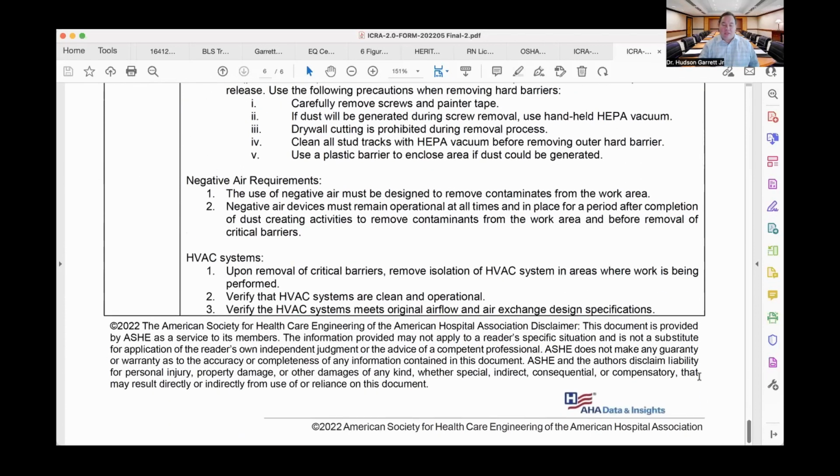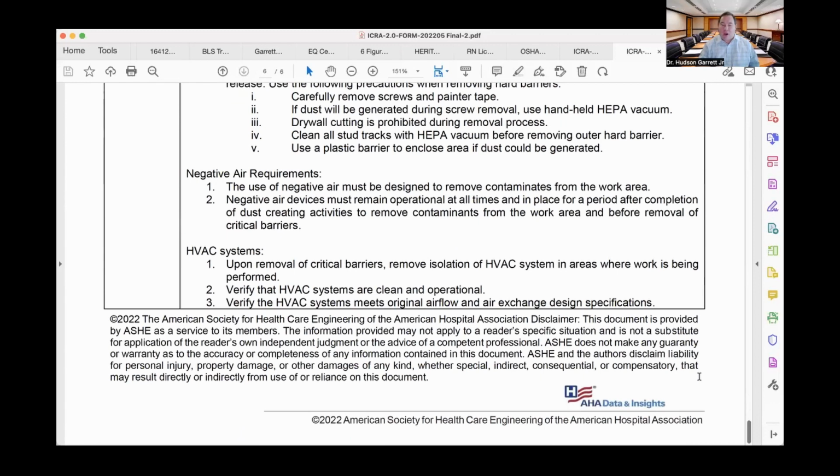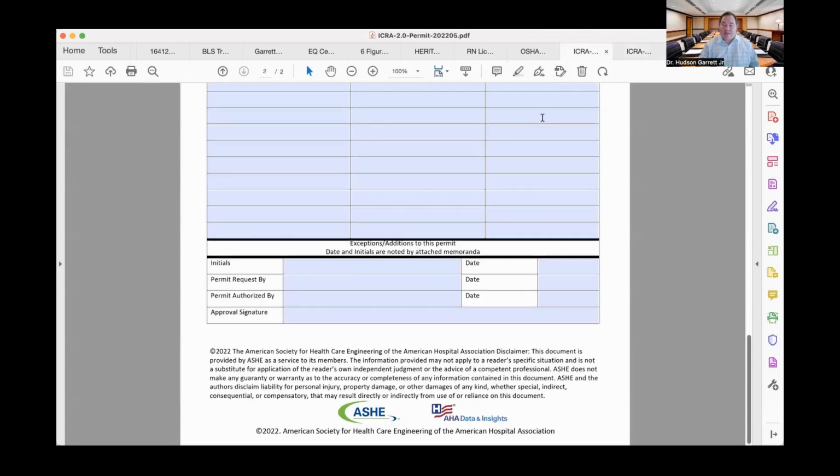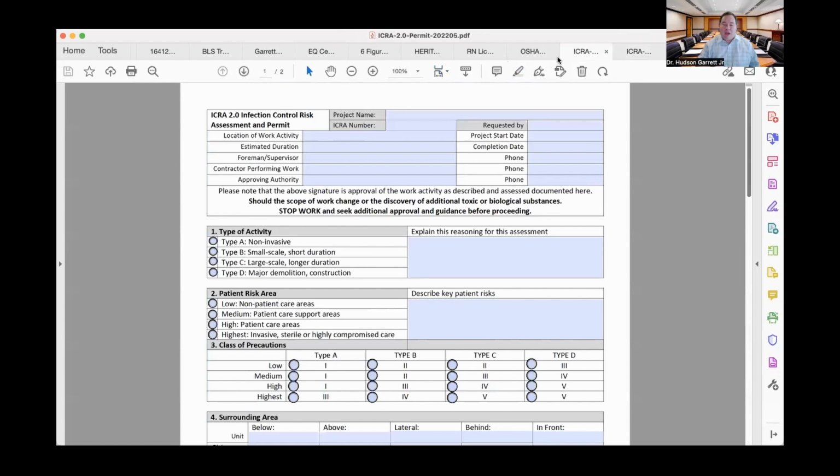And at the end here, you'll see some other recommendations for your negative air and your HVAC systems. So I want to switch gears for just 1 second as we finish up and show you the permit process. And this is even more simple, so that you've got that. This is only a 2-page document. And again, we looked at the first part of this here a minute ago.